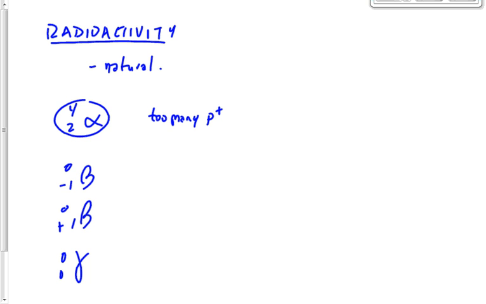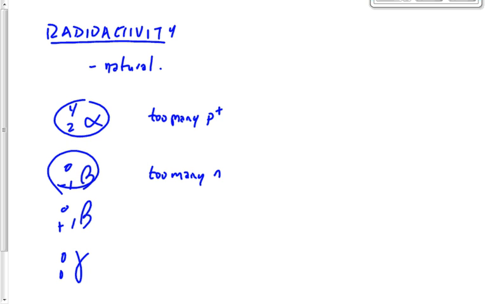Beta minus decay occurs when we have too many neutrons. What happens then? If we have too many neutrons, that doesn't cause an increase in a repulsive force, but what it does is make it an energetically unfavorable state. So it doesn't want to stay there. So a neutron changes into a proton and an electron. The proton stays behind, and the electron, which is our beta minus particle, gets kicked out.